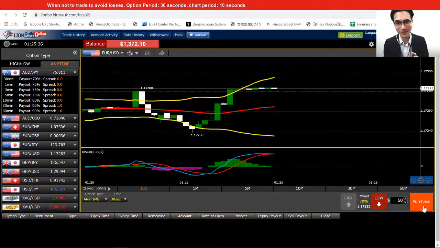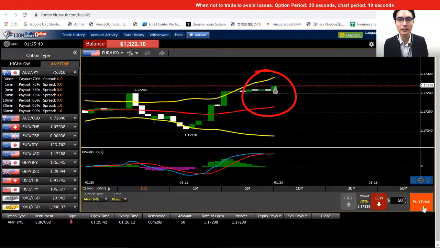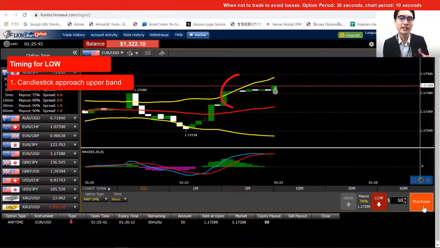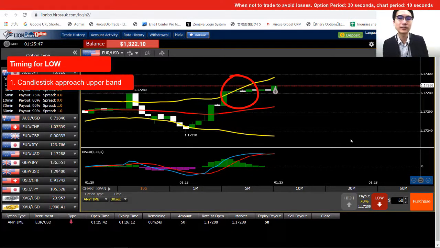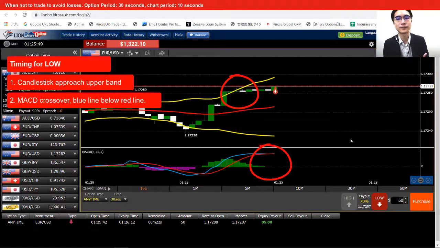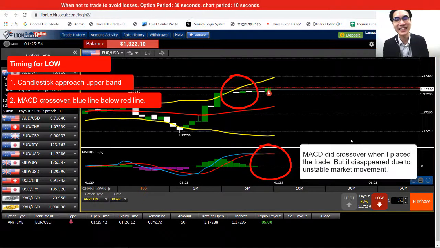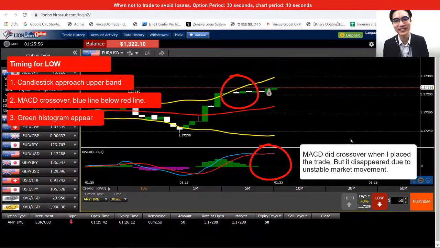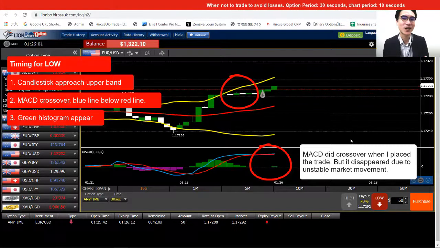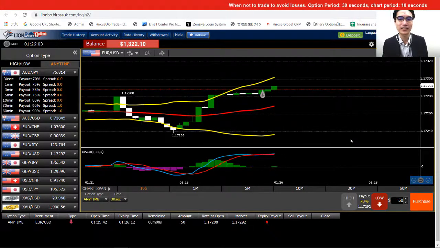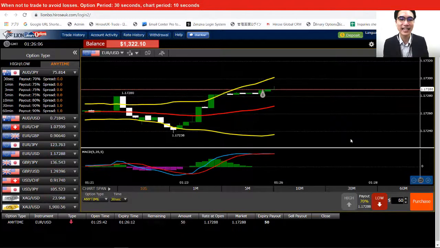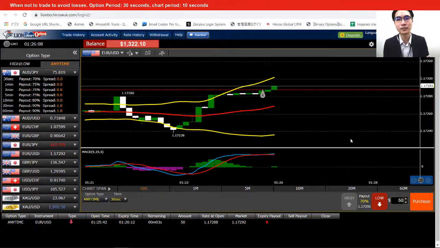Okay, so I'm just gonna risk another one here. I'm just gonna place a low there. I placed a low because the candlestick approached the upper band, and I have the MACD crossover, and when I place the trade, the MACD actually crossed over, and I have a purple histogram. But after that it just disappears. So now I'm not sure which way the trade is gonna go, but again, this is not an ideal market to trade with.